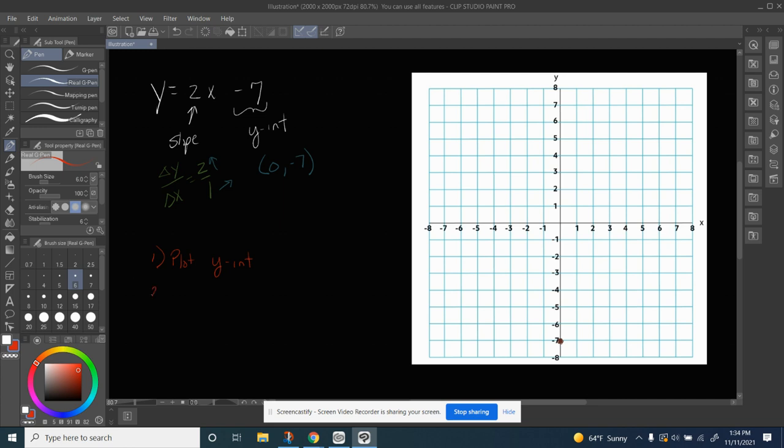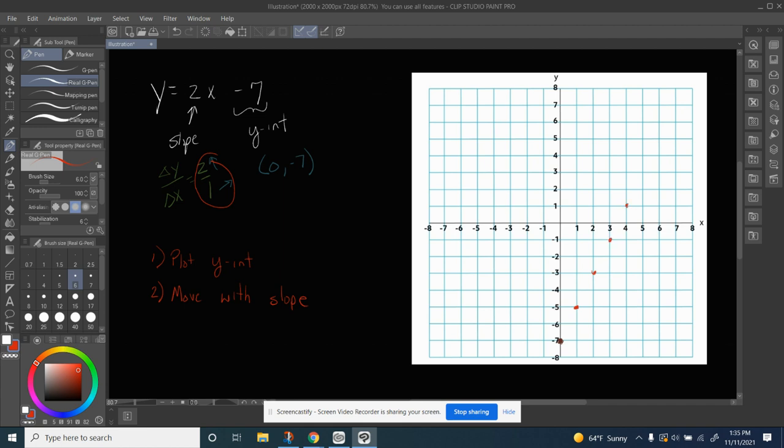Now, step 2 is going to move with the slope. So if I started at negative 7 and I move with the slope, and remember the slope's up here, it tells me to go up 2 and right 1. I'm going to go up 2 spaces and right 1, and I'm going to put another dot. And I'm going to continue to repeat this as much as needed.